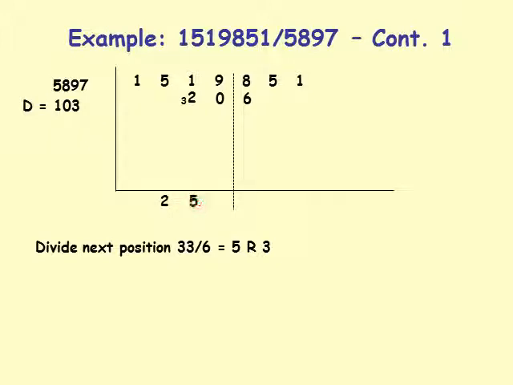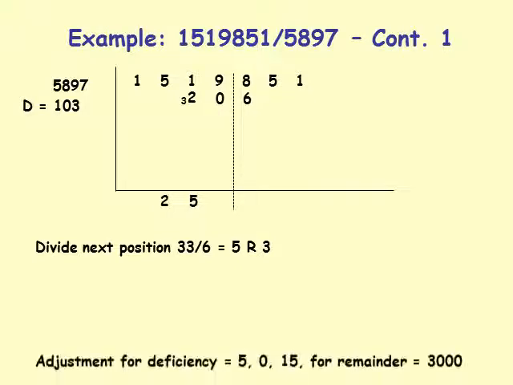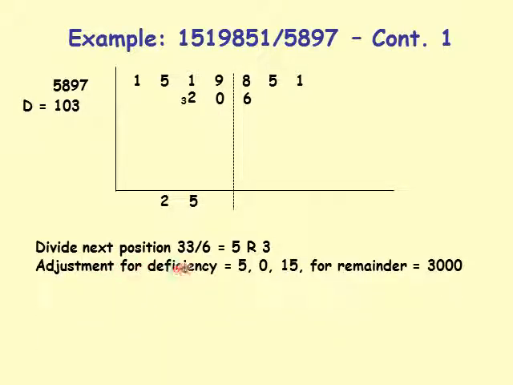There are 2 adjustments. One because of this 5 here, which gives me 5, 0, and 15, and the other one is because of this 3 here. 3 times 1000 is 3000, and that gives me 3000 here, 3 to the left of this column and 3 zeros. Okay, let's continue. Adjustments for deficiency are 5, 0, 15, and the remainder 3000. So that's what we got: 3000 for the remainder and 5, 0, 15 for the quotient digit 5.